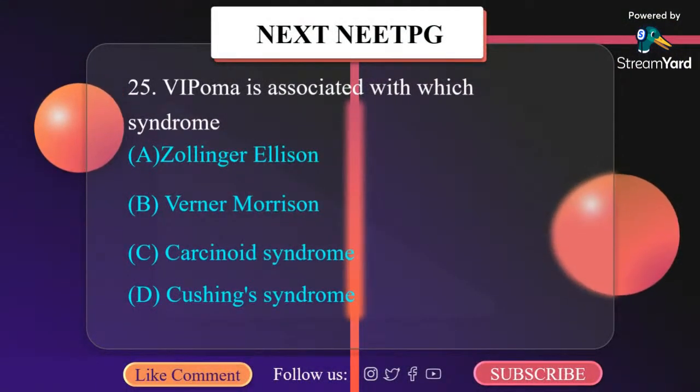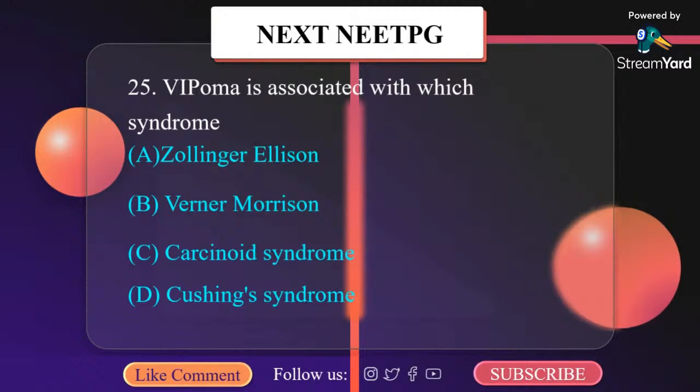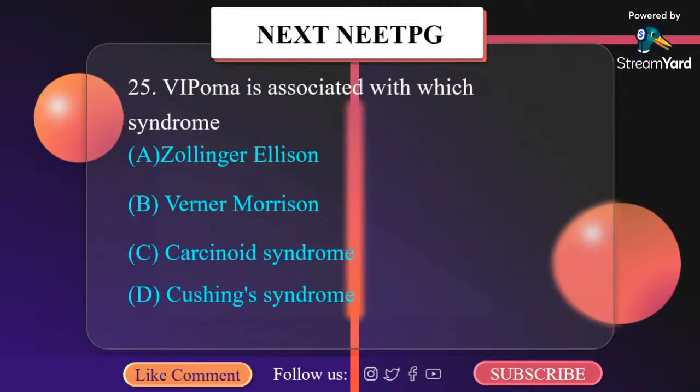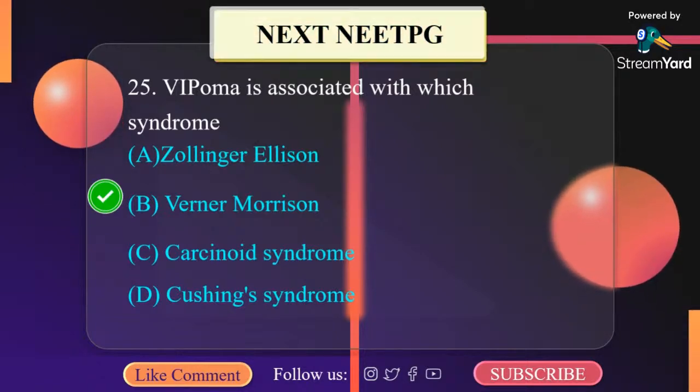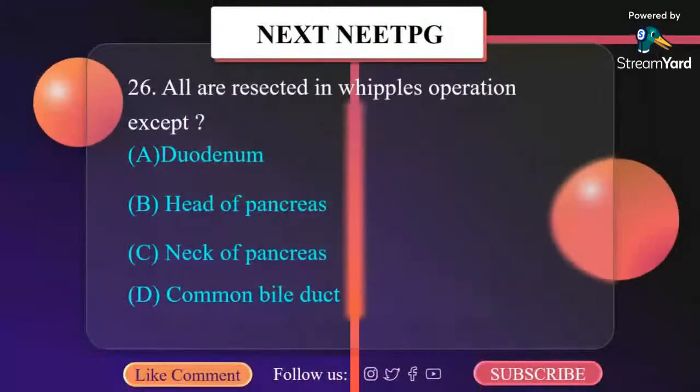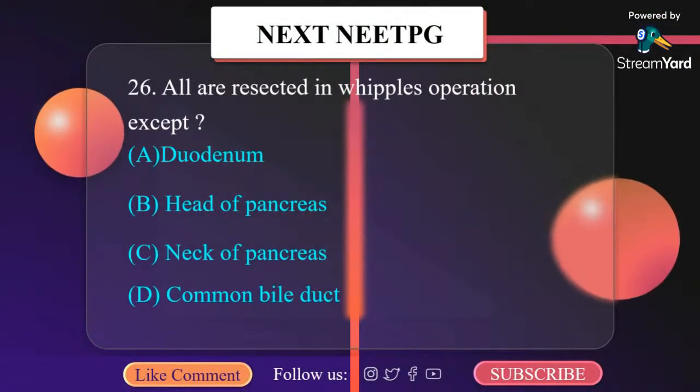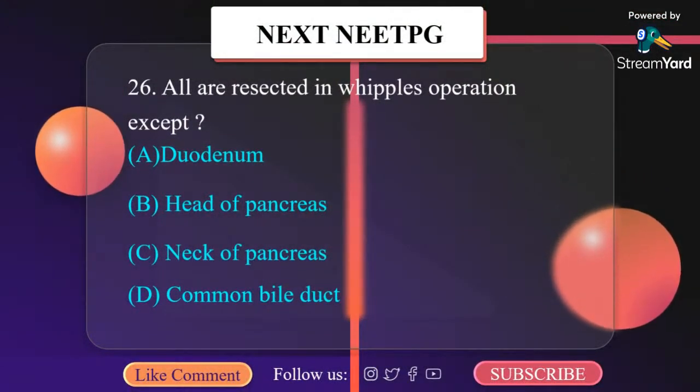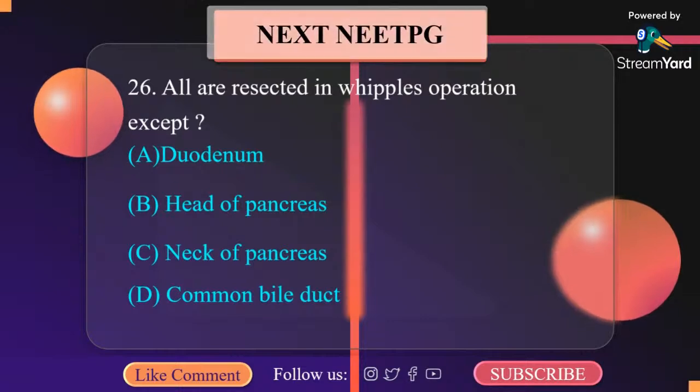VIPoma is associated with which syndrome? A. Zollinger-Ellison syndrome, B. Verner-Morrison syndrome, C. Carcinoid syndrome, D. Cushing syndrome. It is Verner-Morrison syndrome. All are resected in Whipple's operation: duodenum, head of pancreas, neck of pancreas, common bile duct, except the neck of pancreas.